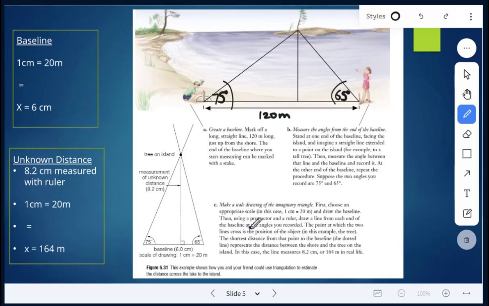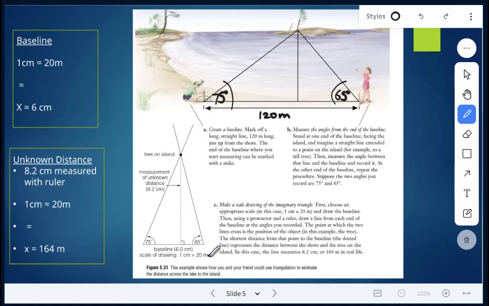Okay, so next is to draw the same diagram on paper, but you're going to use a scale drawing. So the scale drawing, we're told, is 1 centimeter is equal to 20 meters. So that's the scale drawing we're going to make.